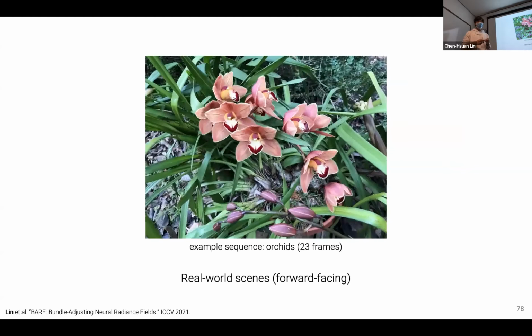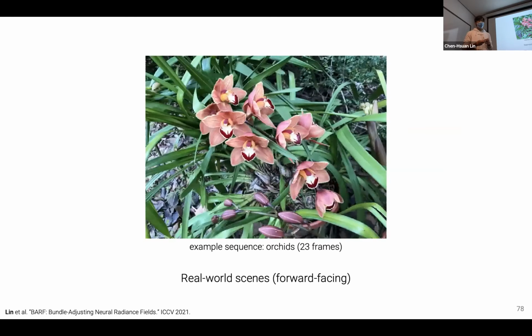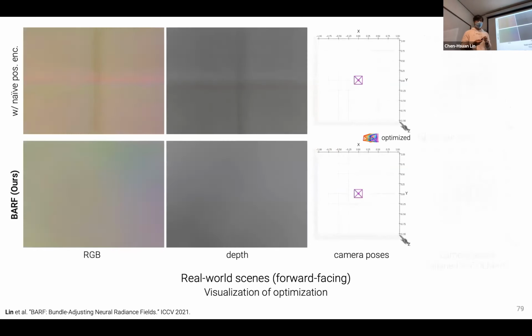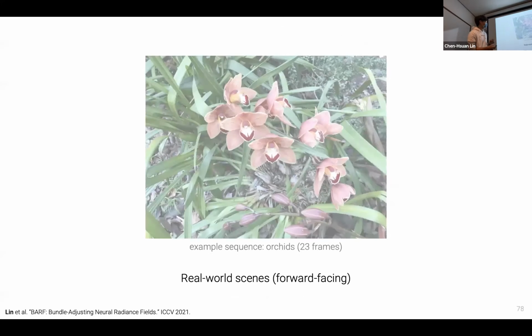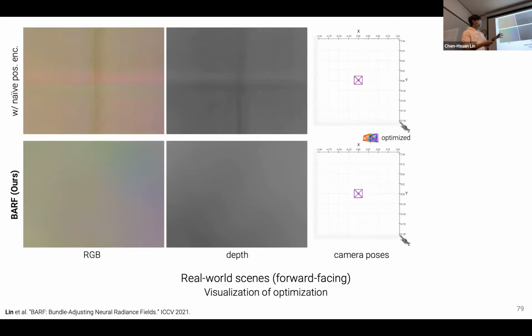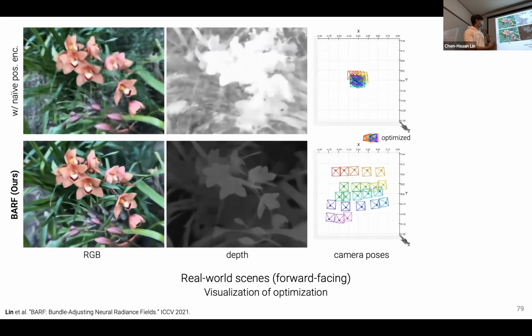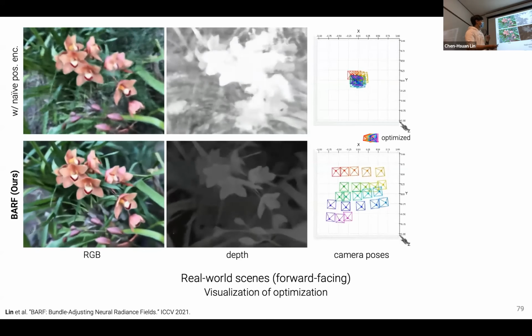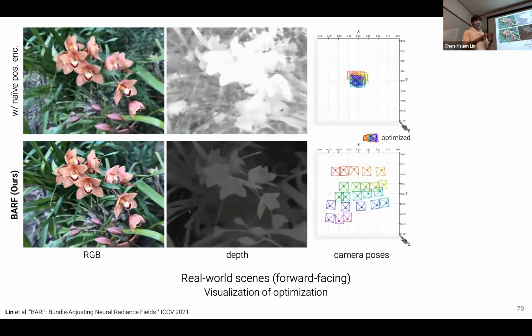So as a last example, let's look at some real world things here. Given this video sequence of a real world scene, we can see that when we start from the initial identity camera and just run the optimization process, BARF is able to recover photorealistic view synthesis as well as the depth. Whereas the baseline positional encoding basically just gets stuck in local solutions.